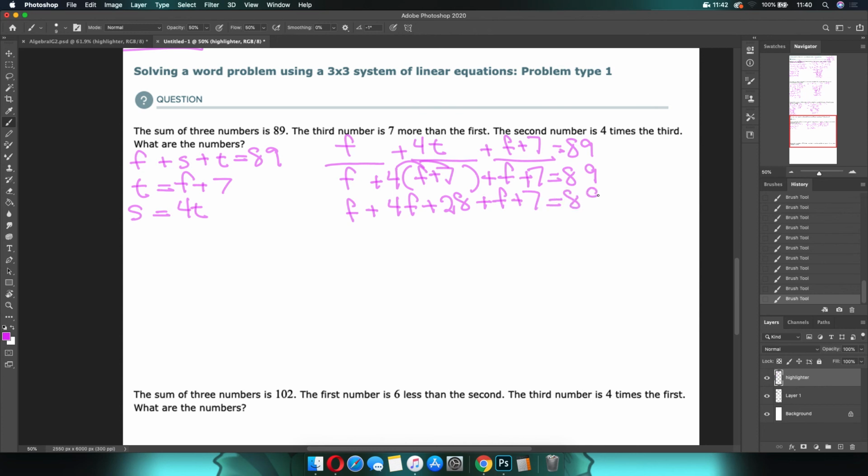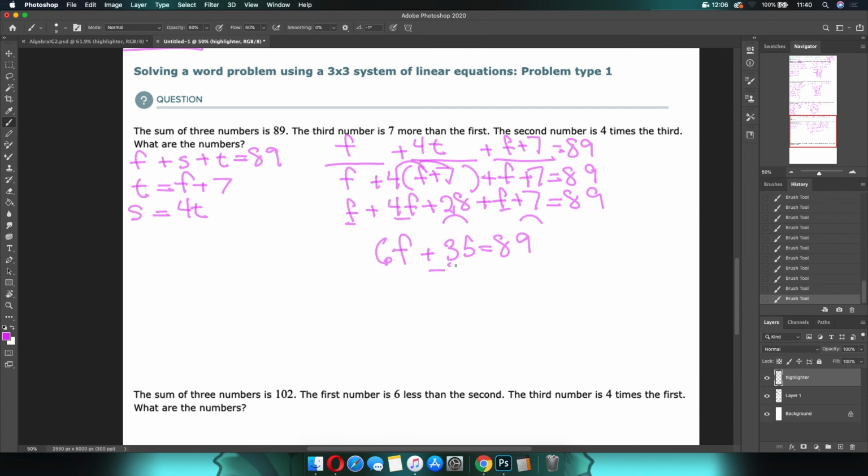All right, so far so good. Now the question is, how many f's do we have? We have 4, 5, 6. 6f. All right, are there any other like terms? We have a 28 and we have a 7. What do those two add up to? 35 equals 89. Oh, and we made it. We're now back on familiar ground. We know what to do from here.